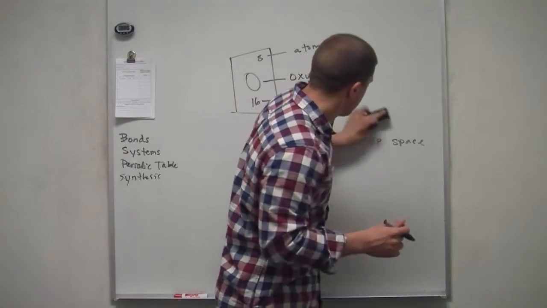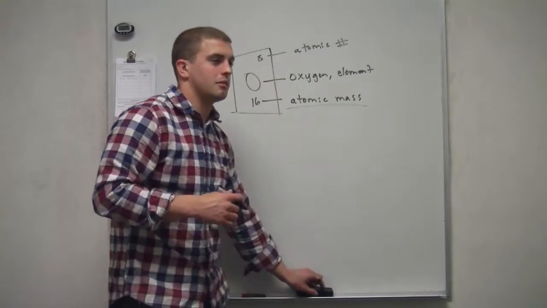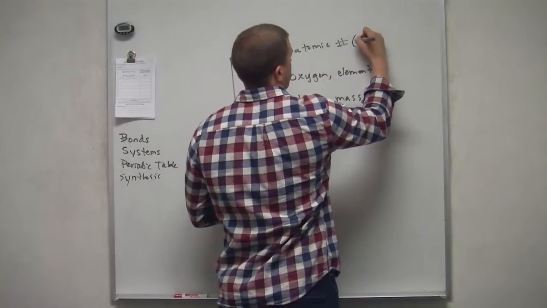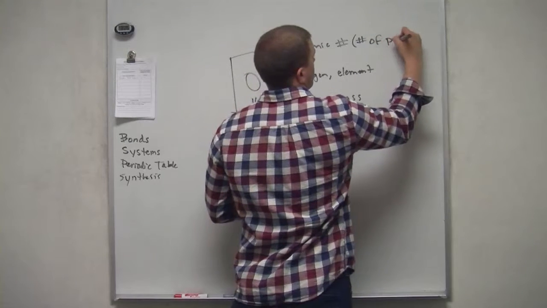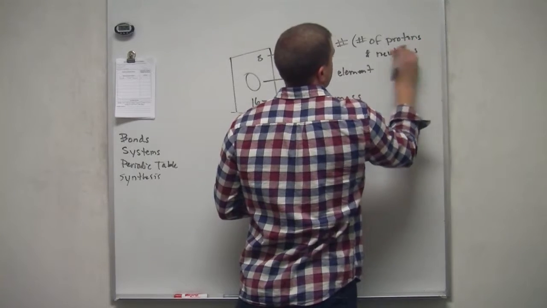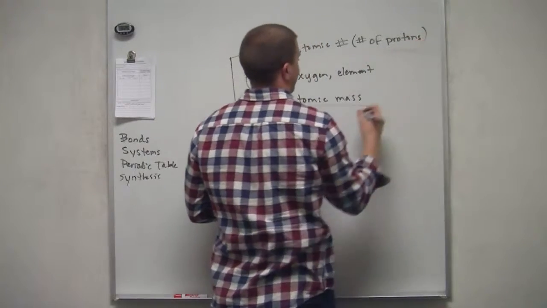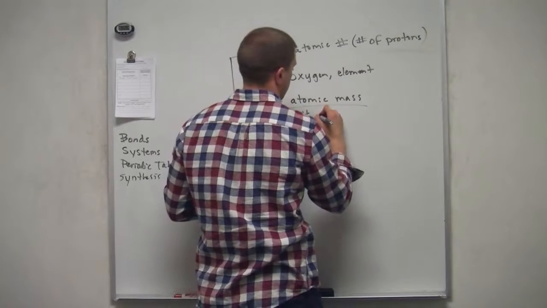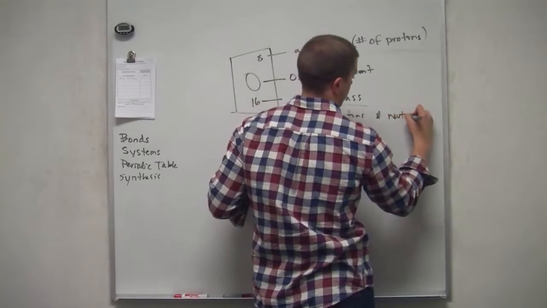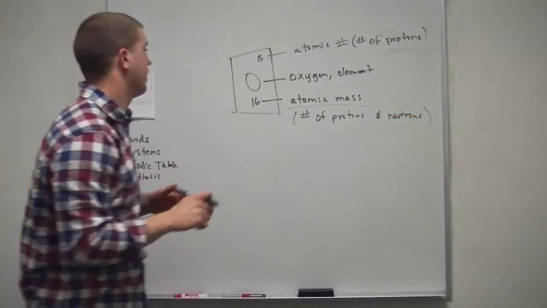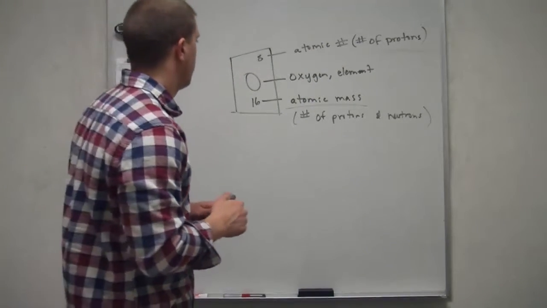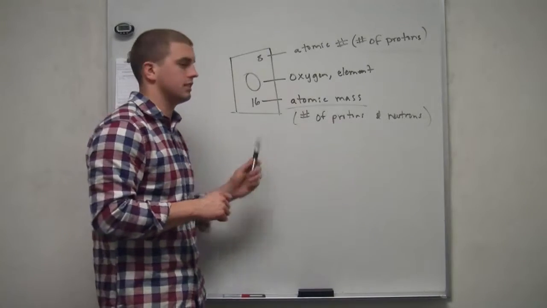So when we talk about the atomic number, what are we talking about? It's the number of protons. And then this is the number of protons and neutrons added together. So from here we know that oxygen has 8 protons. And then we know that added together, protons and neutrons are 16.